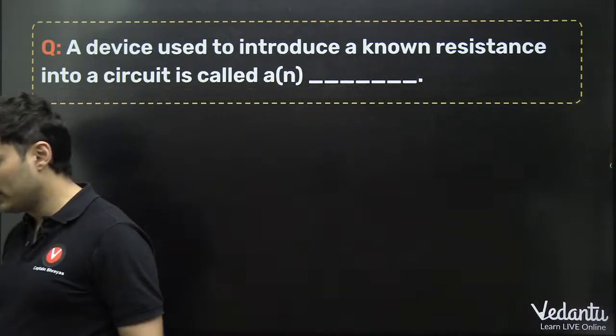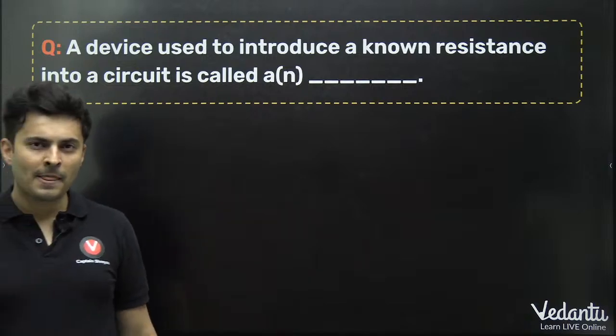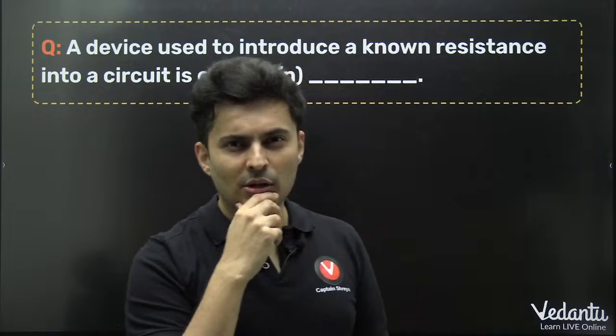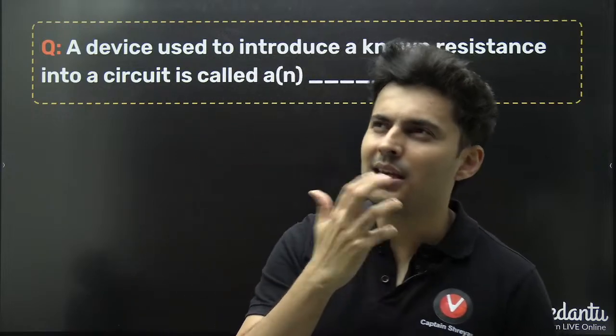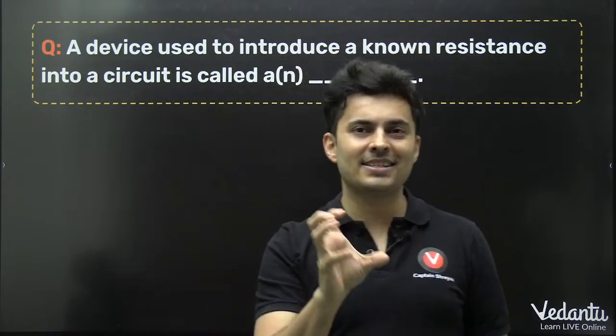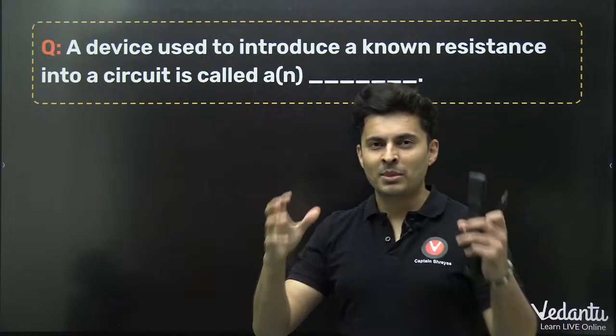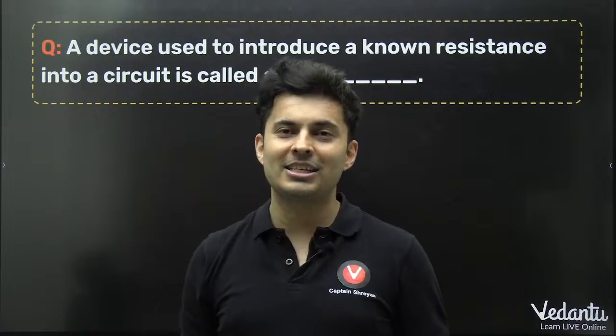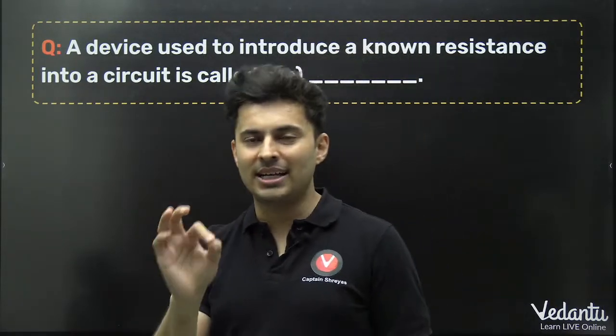Device used to introduce a known resistance into a circuit is called a, a lot of people might not know this instrument. What is it called? A device which is used to create an artificial resistance. You will be like, sir, resistor. Yeah, you can say that, but that device, you might have held it in your lab, heavy one, bulky one, a lot of pins in it. You remove those pins, you can change the resistance. That is a rheostat.